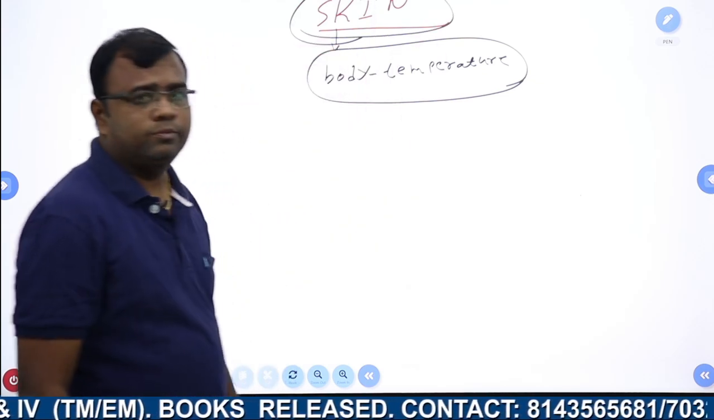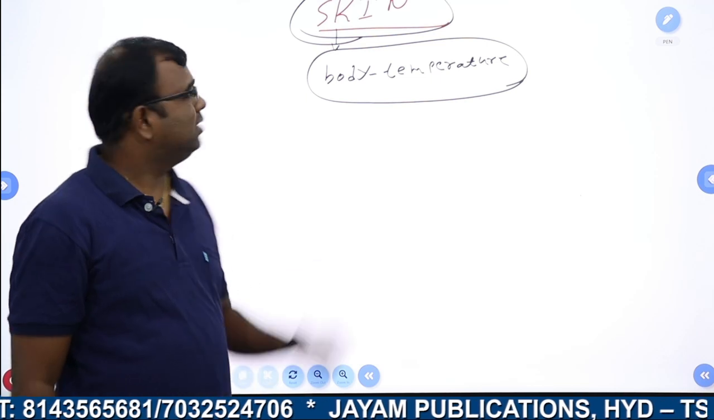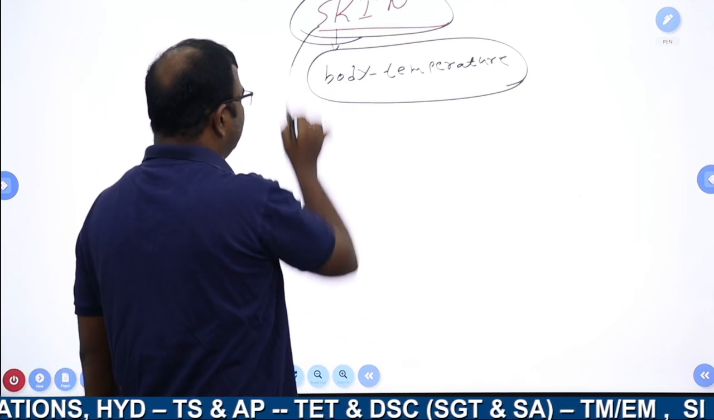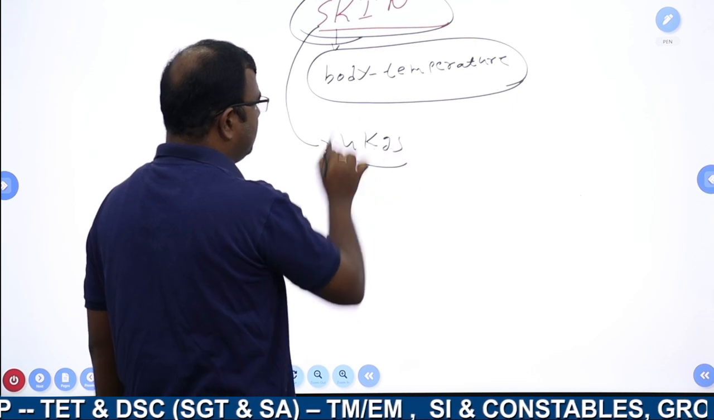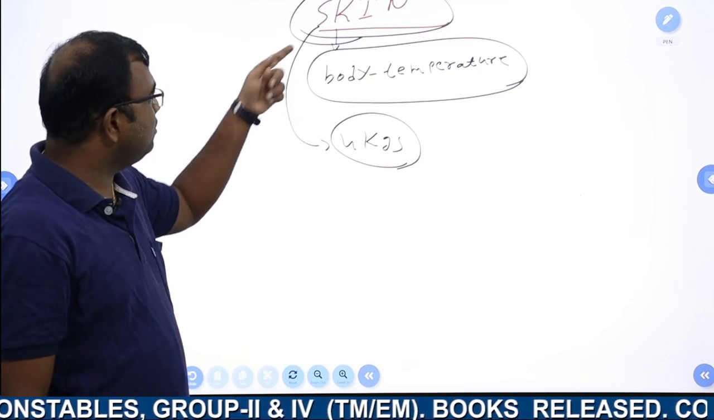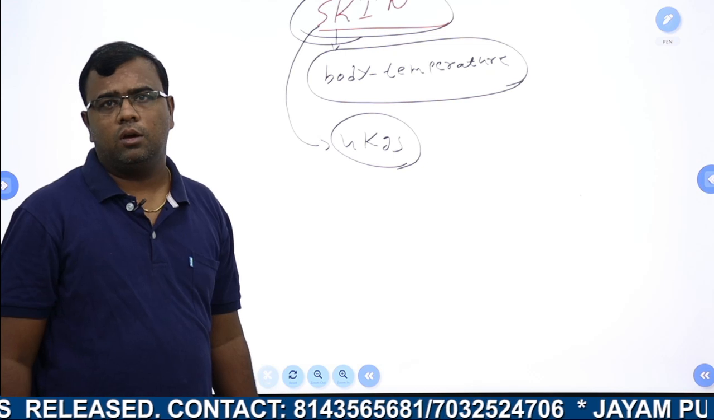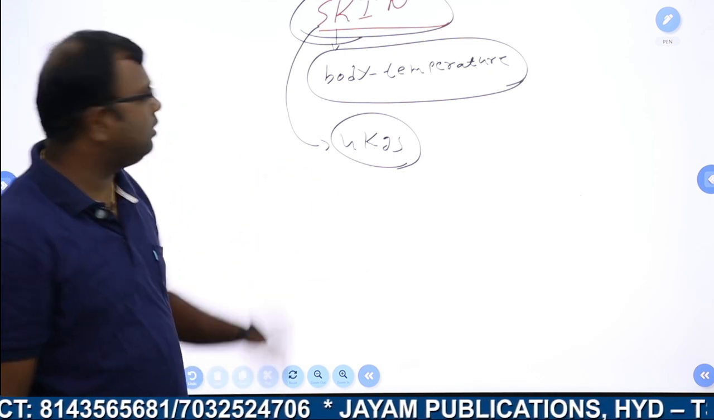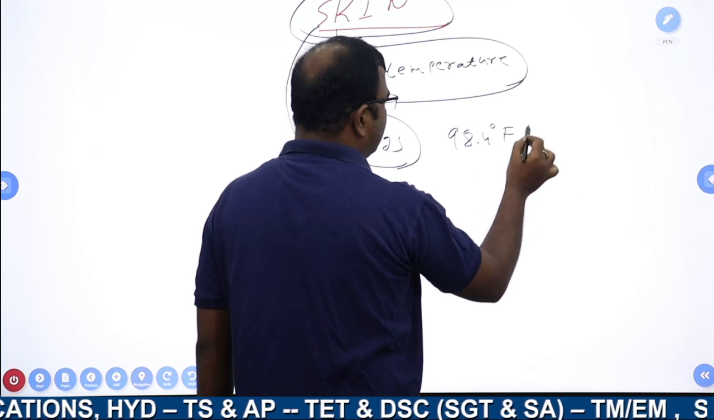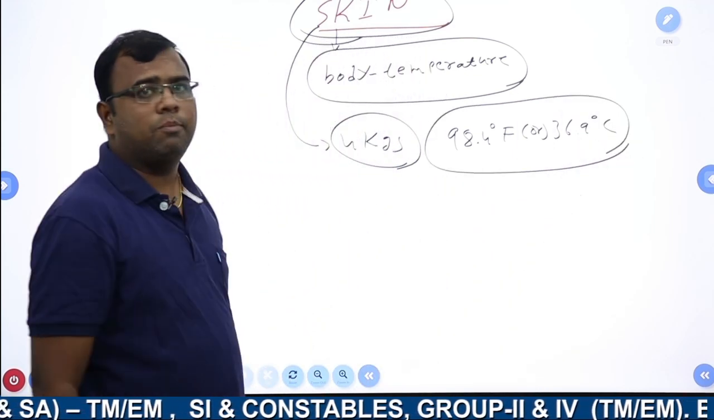What is the main thing of skin? The largest organ in the human body is the skin. The skin weight is only 4 kgs. The main function of skin is that it maintains the body temperature equilibrium. The normal temperature of a human being is 98.4 degrees Fahrenheit or 36.9 degrees Celsius.